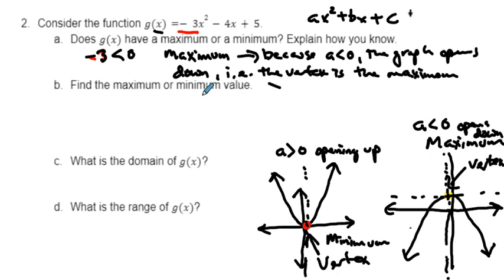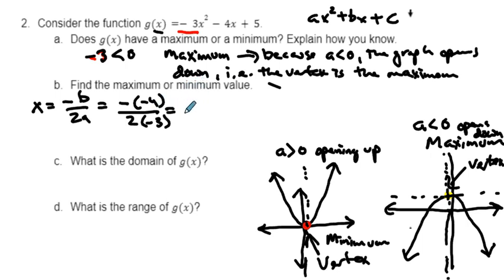So now when it says find the maximum or minimum value, if I know the vertex is going to be the maximum, I find the vertex. To find the vertex, first we have to find the axis of symmetry. So we use x is equal to negative b over 2a. We got negative 4 over 2 times negative 3. We got a lot of negatives happening with this thing. So we got a double negative going on right here.